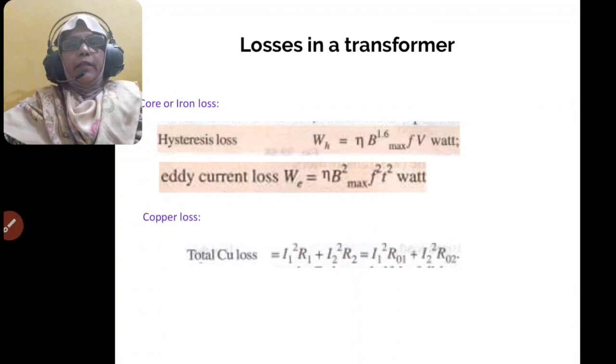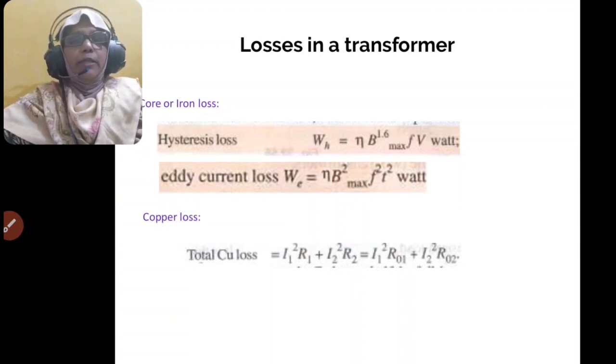In the same way, the eddy current loss formula is also given here. As I said, the total copper loss is the sum of the power loss due to the primary coil and the secondary coil, I1 squared R1 plus I2 squared R2.